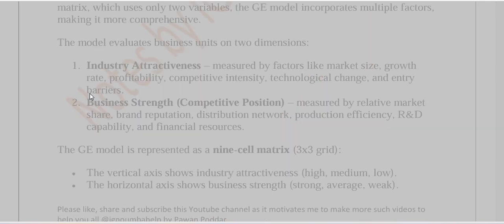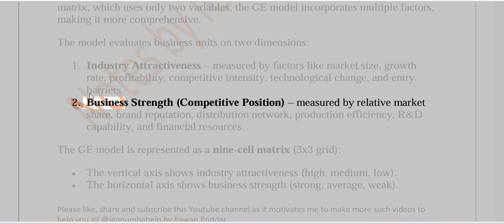Unlike the BCG matrix, which uses only 2 variables, the GE model incorporates multiple factors, making it more comprehensive. The model evaluates business units on 2 dimensions. 1. Industry attractiveness, measured by factors like market size, growth rate, profitability, competitive intensity, technological change, and entry barriers.